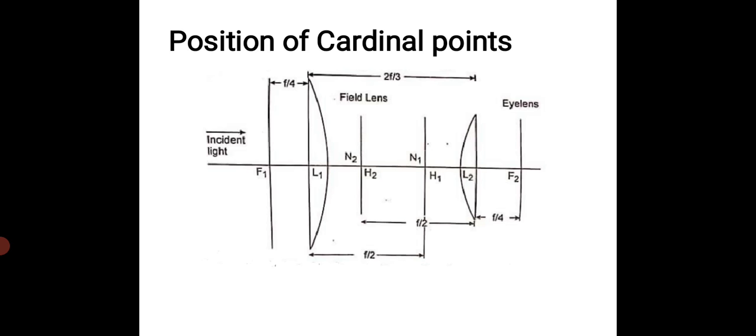Now, the position of the cardinal points. As you know, h1, h2, f1, f2 and n1, n2 represent the first and second focal points, principal points and nodal points respectively. The principal points.